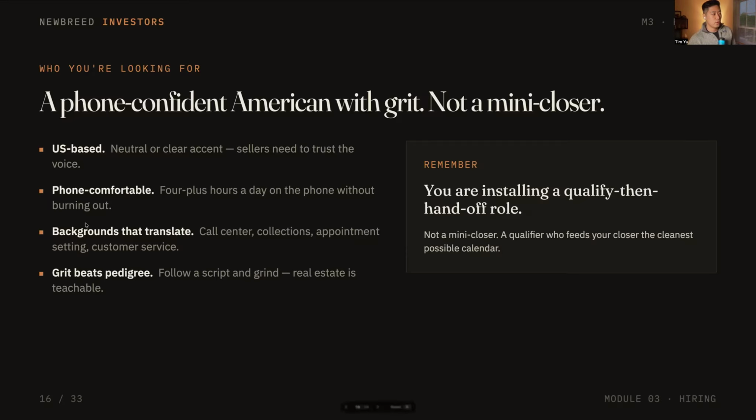Okay. Phone comfortable. What does that mean? They're able to sit for 4 hours or more on the phone without burning out. This is a very important thing because you need to make sure that they understand what you're asking them to do. That's why you don't want to bring on a closer, because of the closer's mentality. If you brought me onto your company and you weren't filling my calendar with booked appointments, I'm quitting.